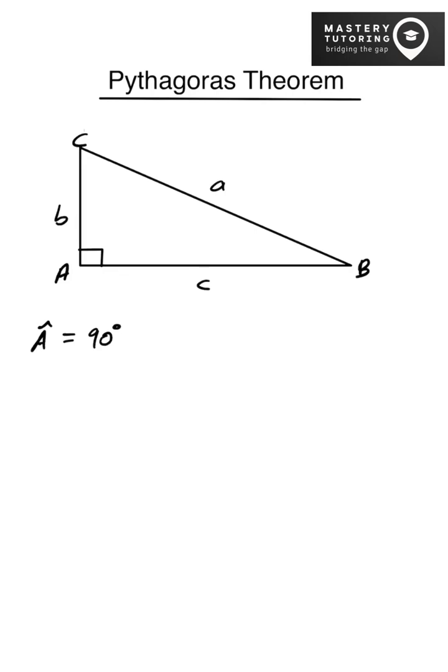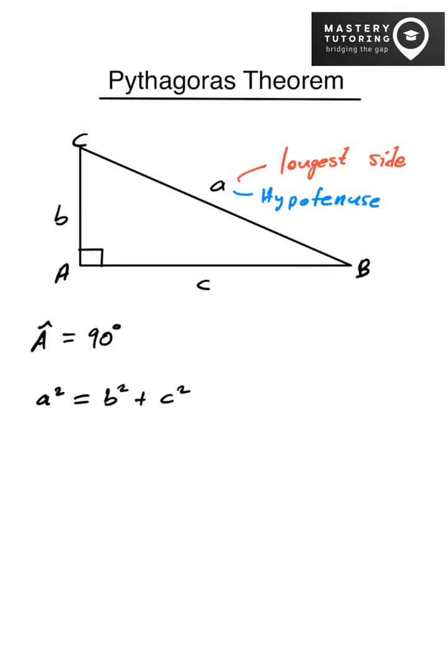In a right-angled triangle, we know that BC is the longest side of the triangle. So let me just indicate that. It is also known as the hypotenuse. This is the hypotenuse of the triangle. Now, the theorem of Pythagoras says that if you square BC, it is going to be the square of AB plus the square of AC. This is the Pythagoras theorem, and this is what we use to find the sides of a right-angled triangle.